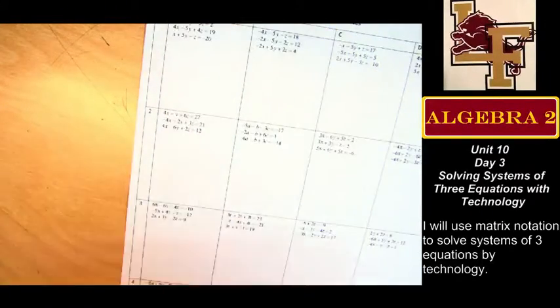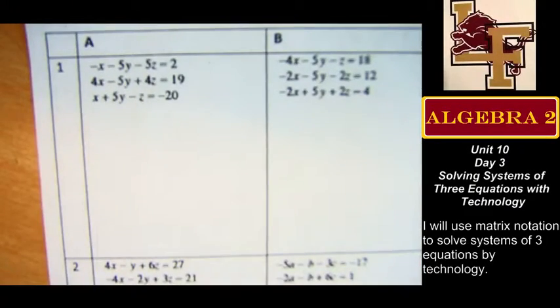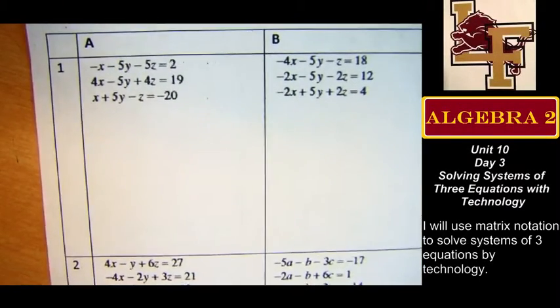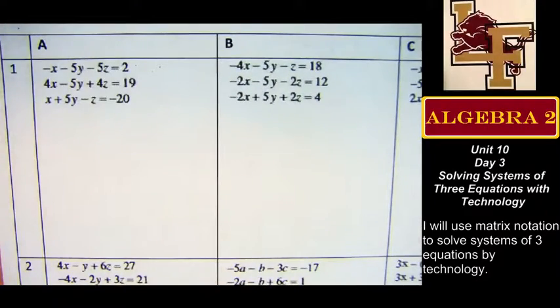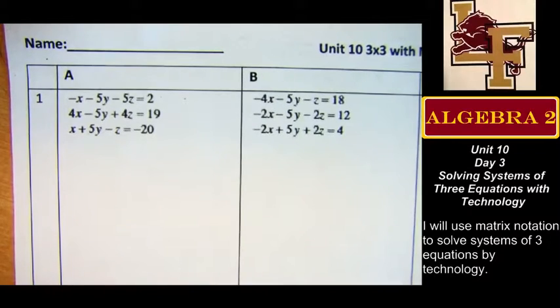Okay. All right, so first thing we need to do, we're going to do some very minimal writing. There's not much to write on these. So grab your pens. We're going to trade these systems of equations for something called a matrix.